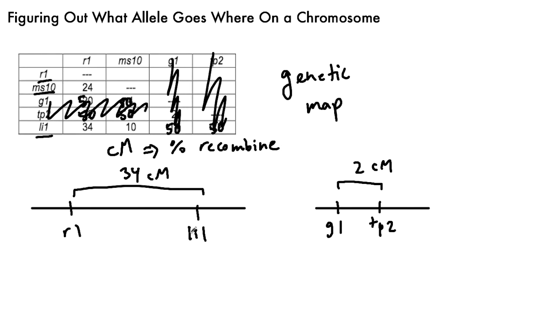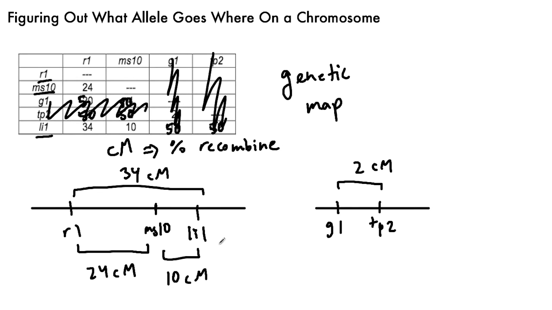But which allele is it closer to? Is it closer to LN1 or is it closer to R1? Well, since the number of centimorgans between MS10 and LN1 is smaller than the number of centimorgans between R1 and MS10, we know it's closer to LN1. So it should be around here, MS10. So this is 10 centimorgans, and this should be 24 centimorgans. And you'll notice that it adds up. 24 plus 10 is 34.